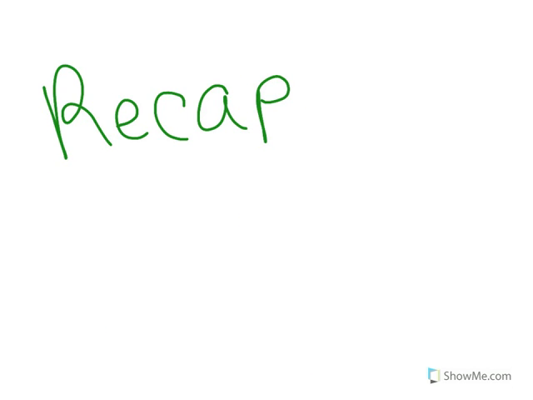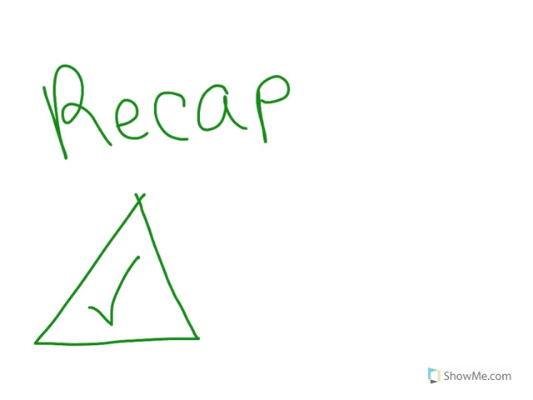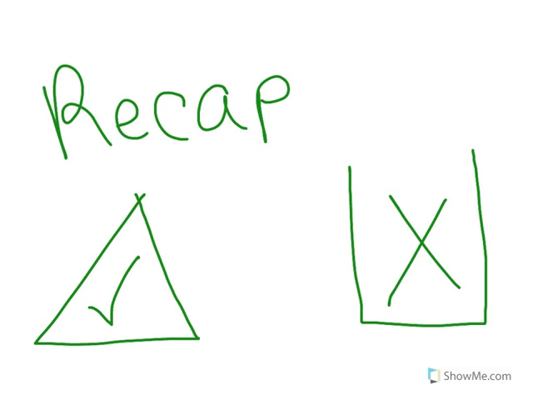So let's recap. We have a polygon, which is made up of line segments and is a closed figure. And a figure that would not be a polygon is made up of line segments, but it is open. So this would not be a polygon.